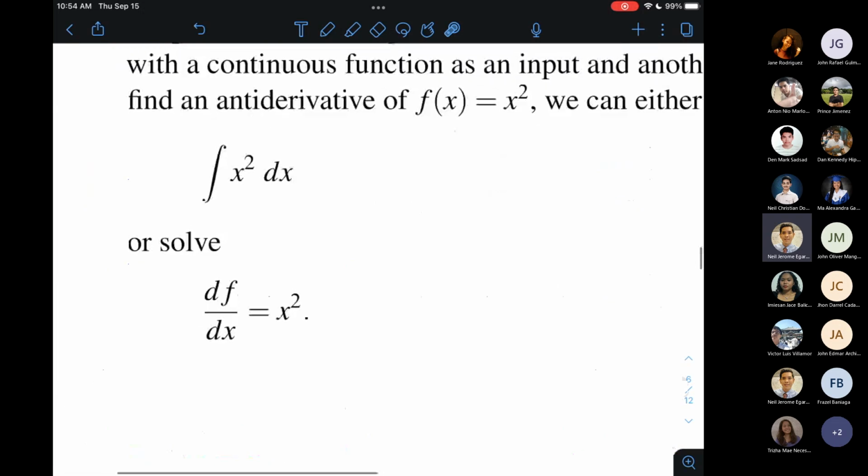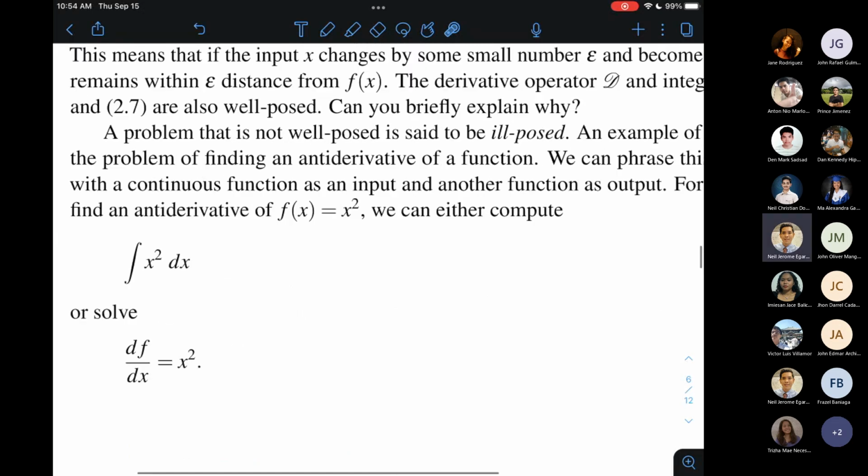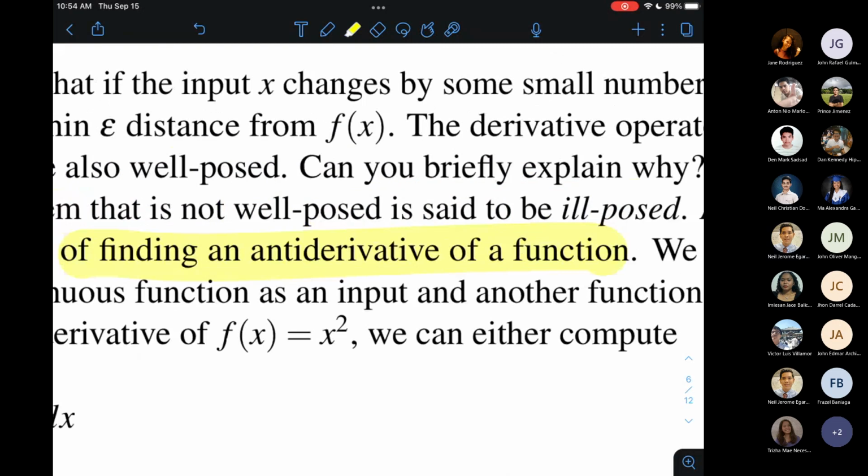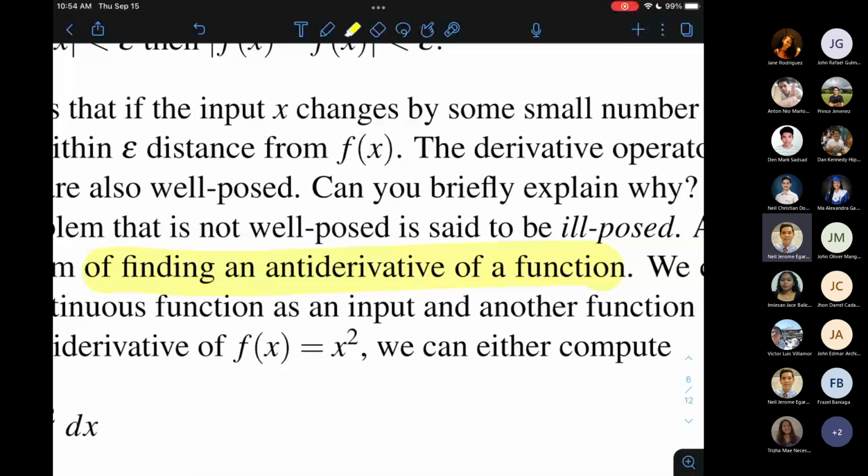One example of ill-posed problem is, say, finding an antiderivative of a function. Do you have any guess why this is ill-posed?